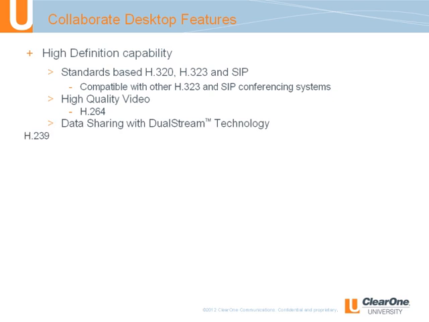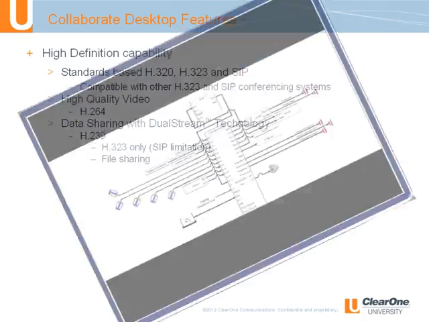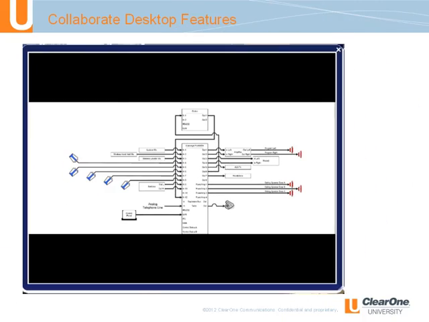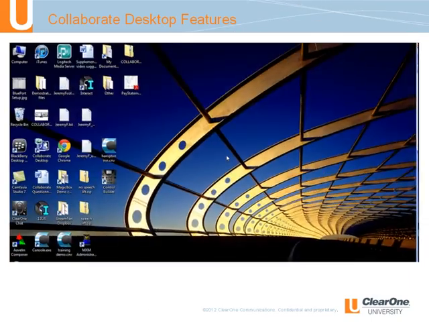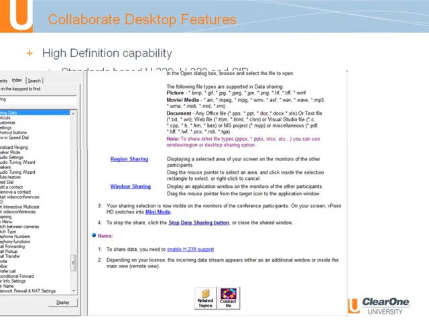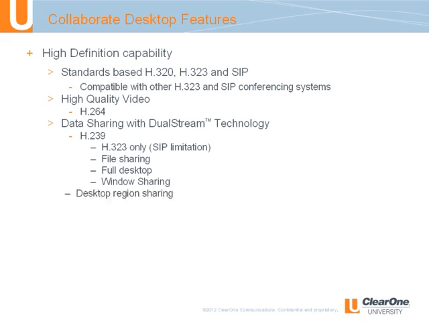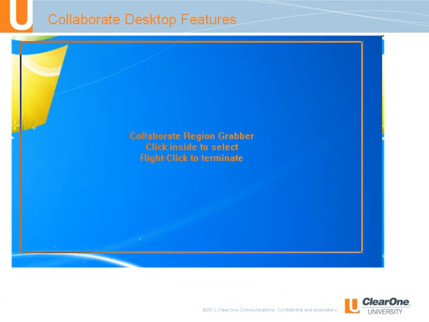It is possible to share your data across the video conference using dual stream technology. This Clear1 technology utilizes the standard H.239 protocol. Data sharing is only possible across an H.323 connection. This is a limitation of the SIP protocol and not a limitation of the Collaborate desktop. With dual stream, you can choose to share a specific file, your entire desktop, or an open window on your desktop. And you can also choose a specific region of your desktop to share.